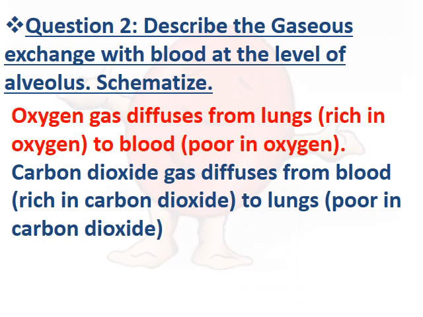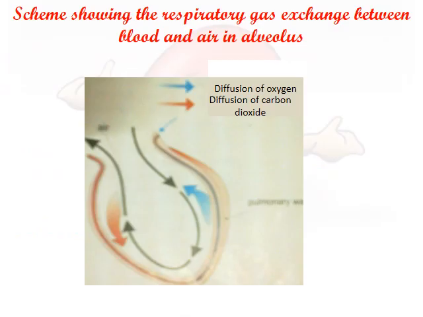So, question number 2, moving back: you have to describe the gas exchange with the blood at the level of the alveolus. You have to schematize. This scheme, you have to study it, you have to know how to draw it, and how to label its different components. So oxygen diffuses from the lungs, a medium that's rich in oxygen, to the blood, which is poor in oxygen, while the carbon dioxide diffuses from the blood, a medium of high concentration of carbon dioxide, meaning that it's rich in carbon dioxide, to the lungs, which are poor in carbon dioxide.